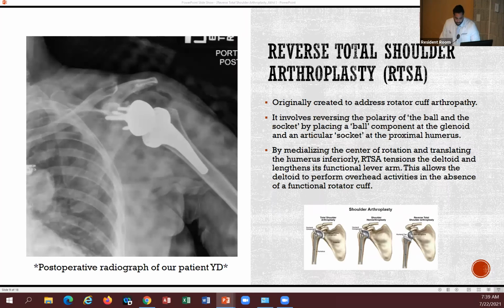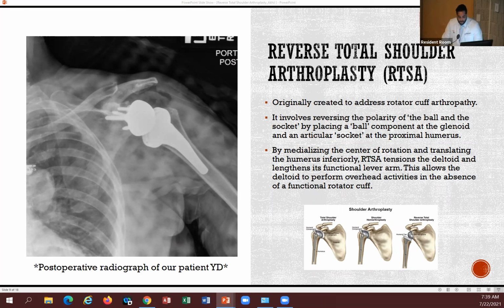So what is a reverse total shoulder? A reverse total shoulder essentially is a total shoulder. However, you reverse the polarity of the implants. So where the glenoid is normally a socket, you turn it into a ball, and where the humerus is normally a ball, you turn it into a socket.